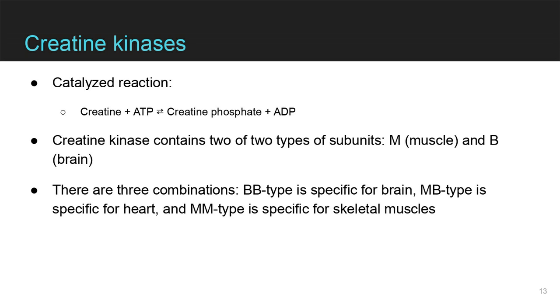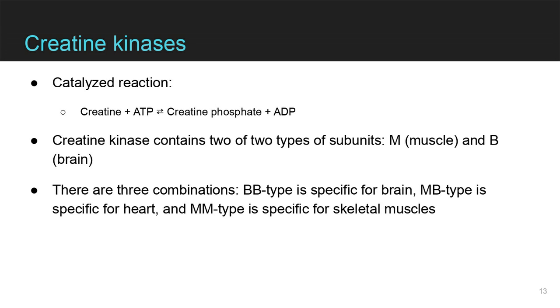We know that creatine kinase contains two subunits of two types. The first type is the M subunit, from muscle, and the B type subunit is from brain. The combination of these two types of subunits is used to produce three types of creatine kinase. These are the BB type, found in brain, the MB type, specific for heart, and the MM type, specific for skeletal muscles. So if we know that the MB type of creatine kinase is produced by the heart, in case of high activity of this creatine kinase in the bloodstream, we can conclude that the heart in this patient is being damaged. So this is the main idea.